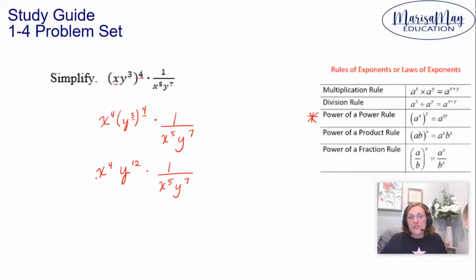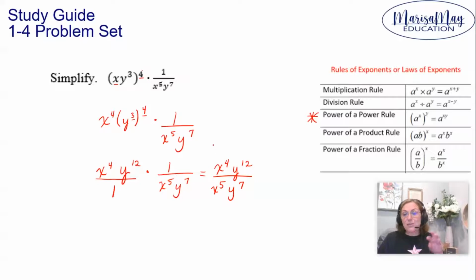If you want to think of this first term as being over 1, that might be a little bit easier for you to picture this multiplication. So I've got x to the 4th, y to the 12th, over x to the 5th, y to the 7th. Now I'm going to break this down so you can visualize really what's going on.